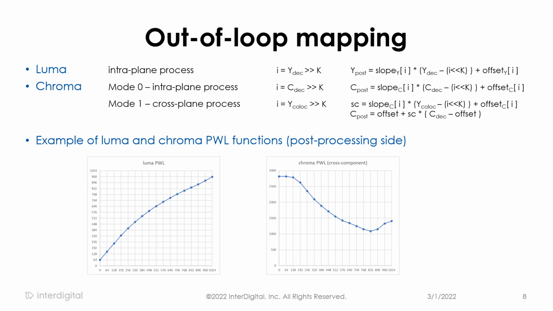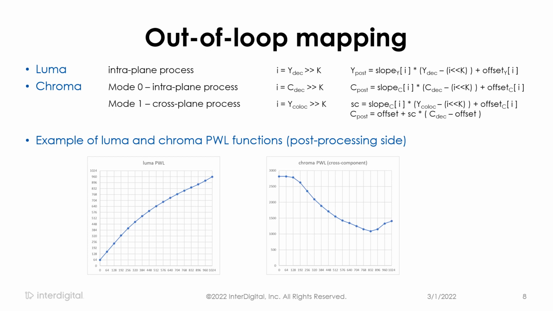This slide illustrates more specifically the Luma and chroma mapping processes. So we have here the equations of the intra mapping process applied to Luma and of the two options for chroma, which are either intra mapping process or cross-component mapping process. And more specifically, in the case of the cross-component mapping process, you can observe that the slope that is applied to the chroma component depends on the Luma component, which is called Y colloc.